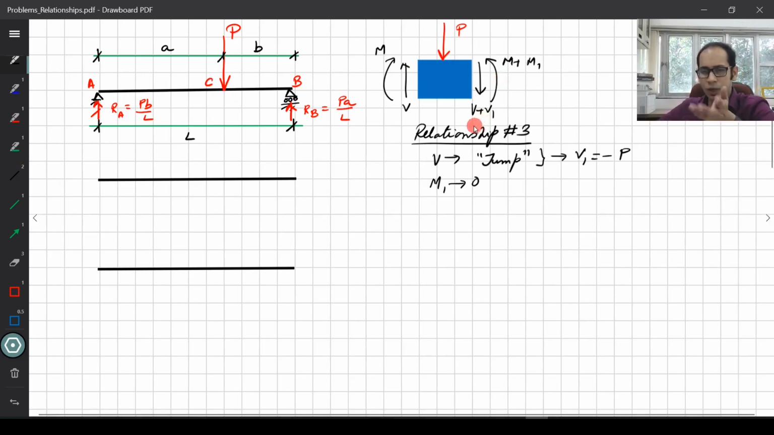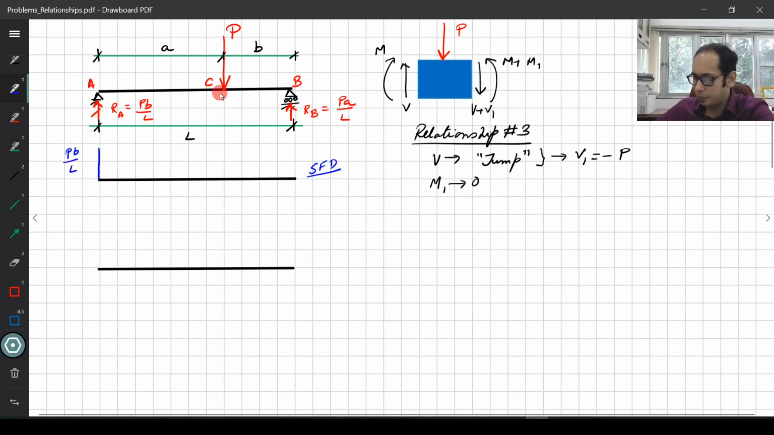So let's use this relationship to draw the shear force and the bending moment diagram, and we are going to make use of the other relationships as well. So here let's first draw the shear force diagram. At the left end I do not have any option but to have this vertical reaction of PB divided by L. So let's go ahead and draw that. Here I have a positive PB divided by L going up, right?